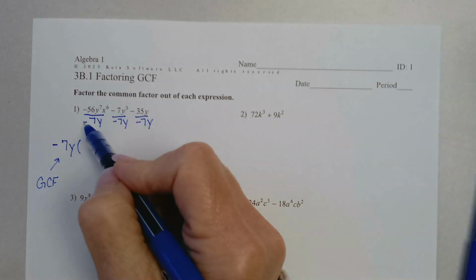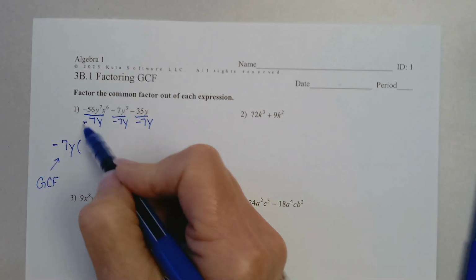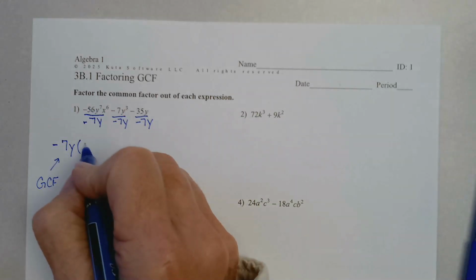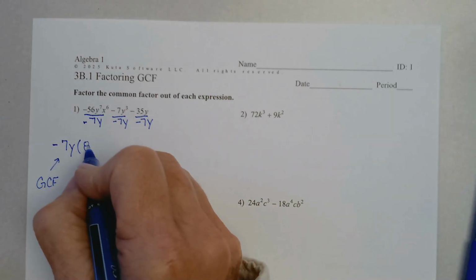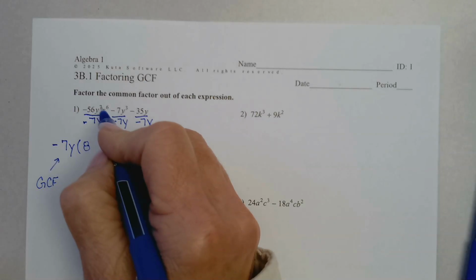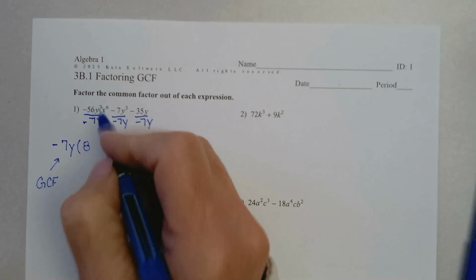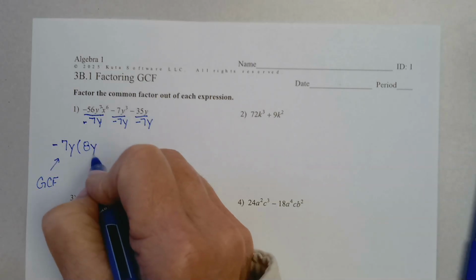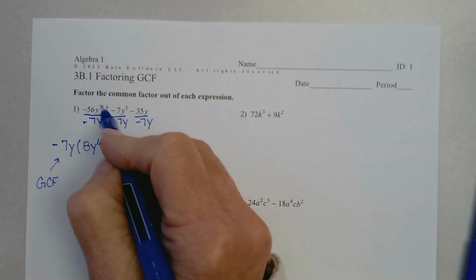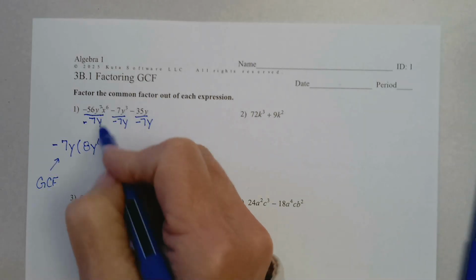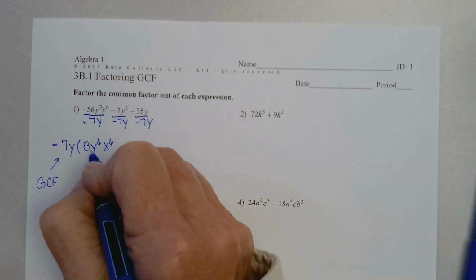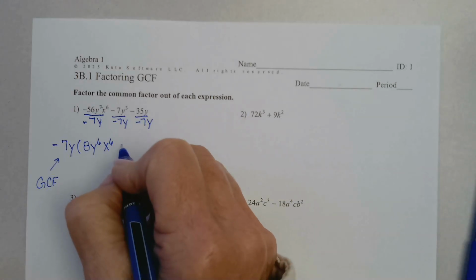So a negative divided by a negative is a positive. 56 divided by 7 is 8. Y to the 7th divided by y. Remember, we subtract our exponents. So that's going to leave us y to the 6th. 7 minus 1 is 6. Then we have x to the 6th, which should be written first. I'm surprised it's written second.